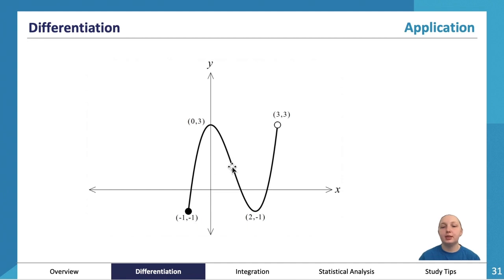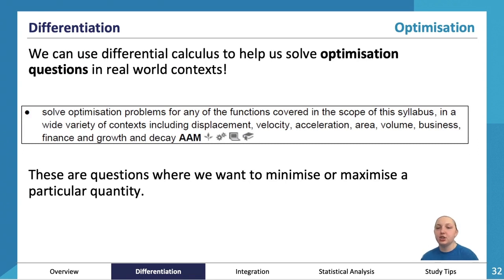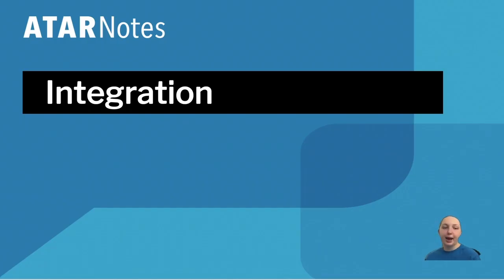You'd also want to keep that (1, 1) there, but you've learnt about where your maximums and your minimums are. So we've plotted each of those in, and then you always want to find where you start and where you end as well. Then you can use your differentiation to help you solve optimization questions in real world contexts. These are just when you want to maximize or minimize a particular quantity. It is all just about finding maximums and minimums, doing optimization. So that is differentiation for you.